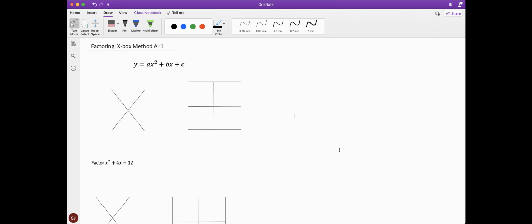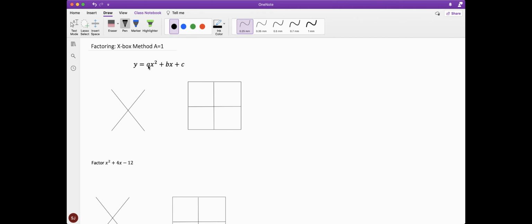Hi everybody! So today's topic is called factoring Xbox method when a is equal to 1. So factoring is a big topic. Factoring basically is like multiplying polynomials backwards. And Xbox method is basically the boxing method, which is what we learned yesterday, but you're doing the boxing method backwards. So I know that sounds a little bit confusing, but let me go ahead and explain what it is that we're doing today.